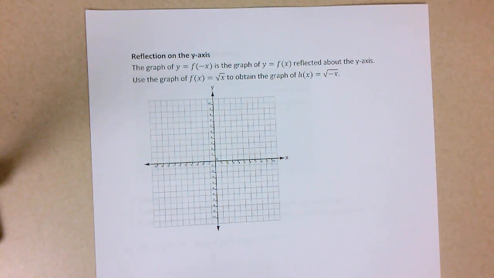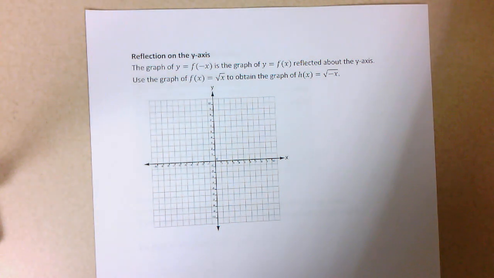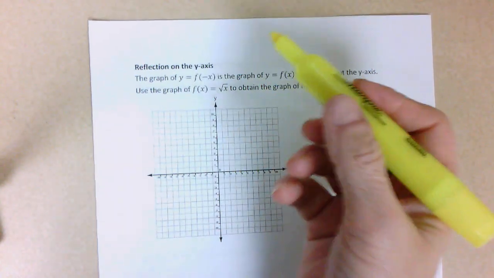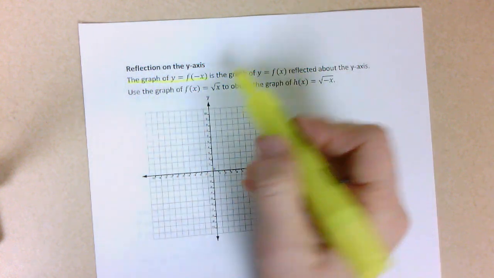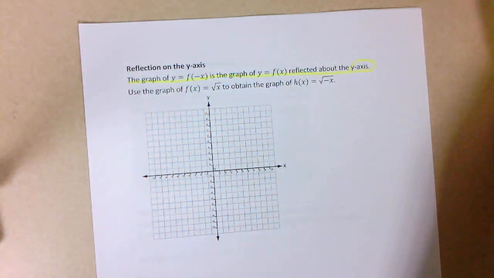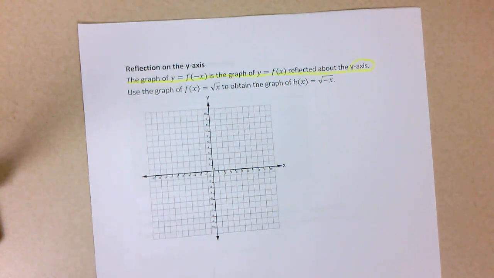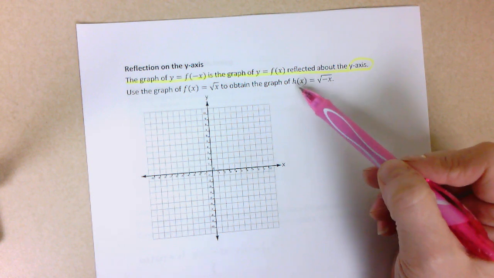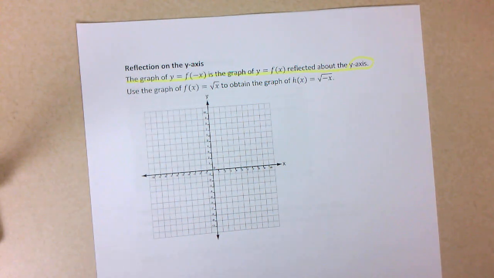Now, on the y-axis, same idea, different axis. The graph of y equals f of negative x is the graph of y equals f of x reflected about the y-axis, okay? So we're going to use the graph of f of x equals the square root of x to obtain the graph of h of x equals the square root of negative x.